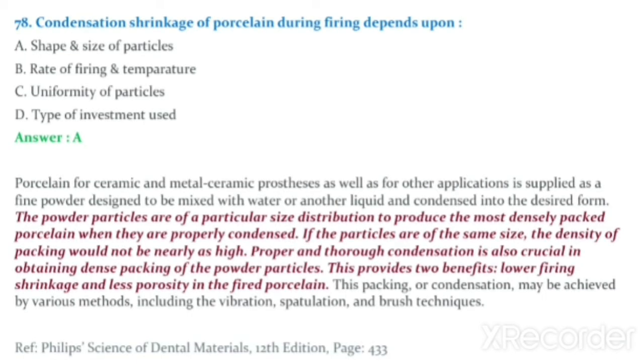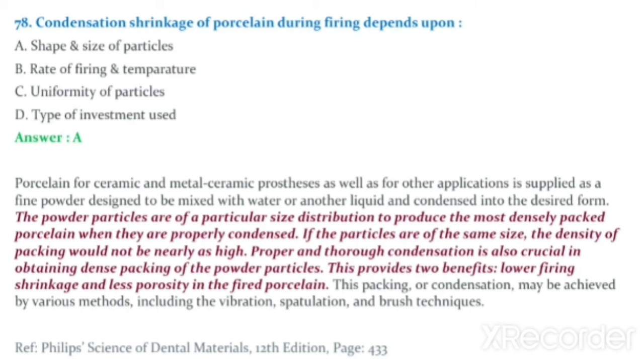Question number 78. Condensation shrinkage of porcelain during firing depends upon option A shape and size of particles, option B rate of firing and temperature, option C uniformity of particles, option D type of investment used. The answer is option A, that is shape and size of particles.